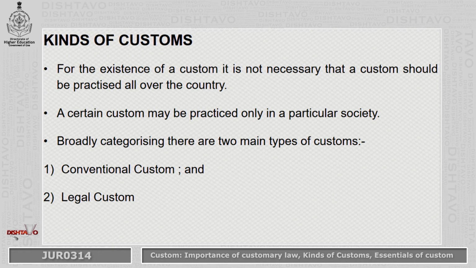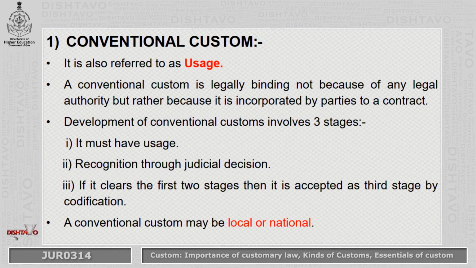Kinds of customs. For the existence of a custom, it is not necessary that a custom should be practiced all over the country. A certain custom may be practiced only in a particular society. It is important to note here that customs can be broadly categorized into two main types. Firstly, conventional custom, and secondly, legal custom. First one, conventional custom. It is also referred to as usage. A conventional custom is legally binding not because of any legal authority, but rather because it is incorporated by parties to a contract.